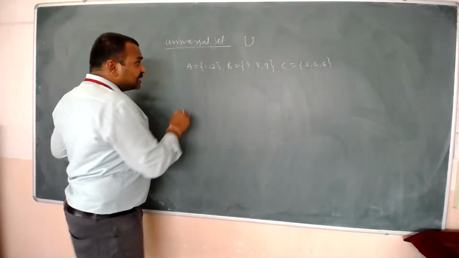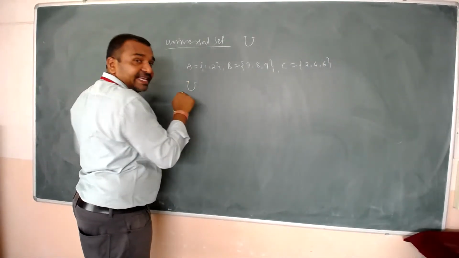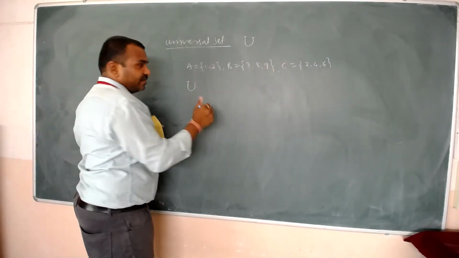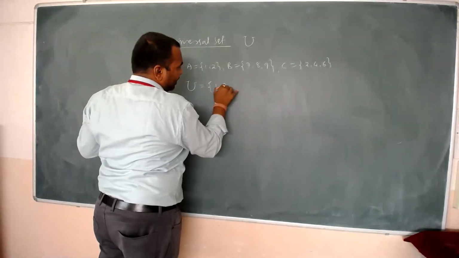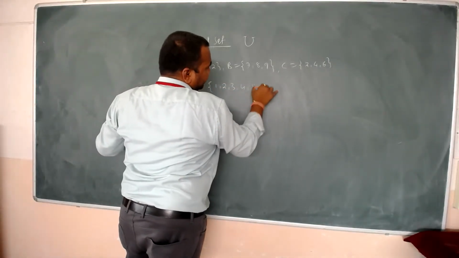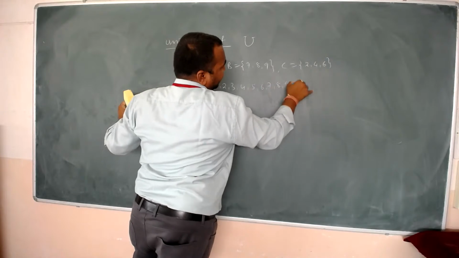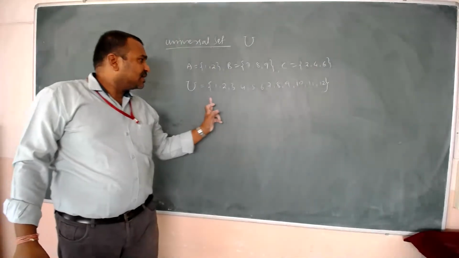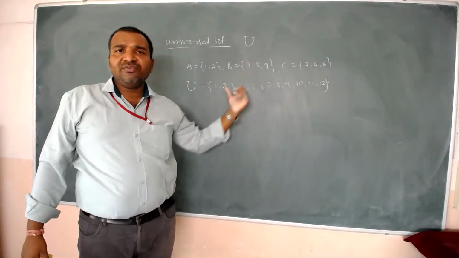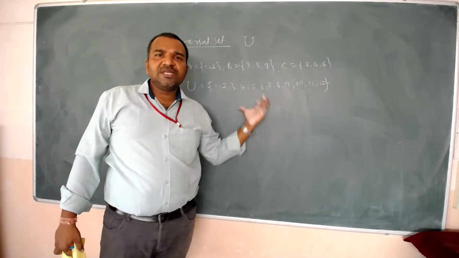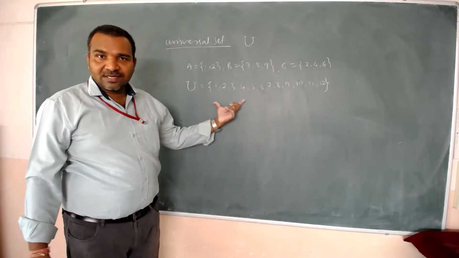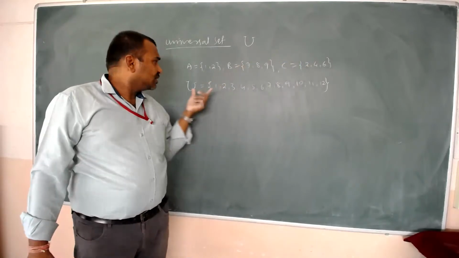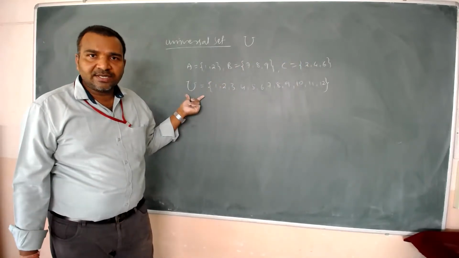So, what is the universal set? The universal set is a set which should contain all the elements of the given sets. So {1, 2, 3, 4, 5, 6, 7, 8, 9, 10, 11}, maybe extra also. Compulsorily the set contains all the elements of the given sets. Indirectly, it is a superset of all sets. So this set contains all the elements of the given sets. That's why it is a universal set.